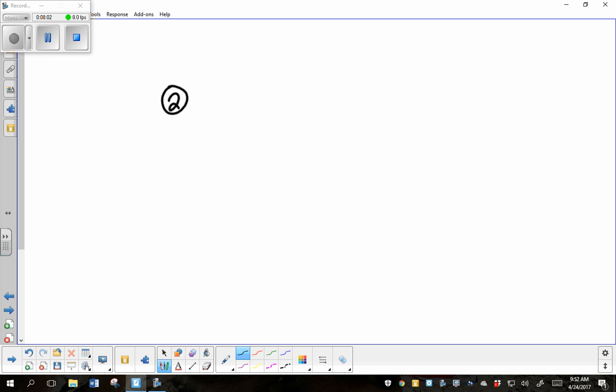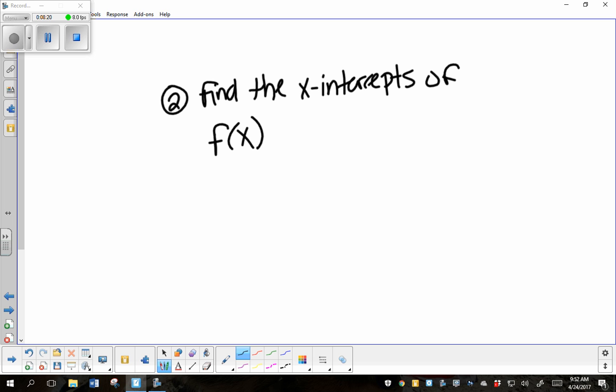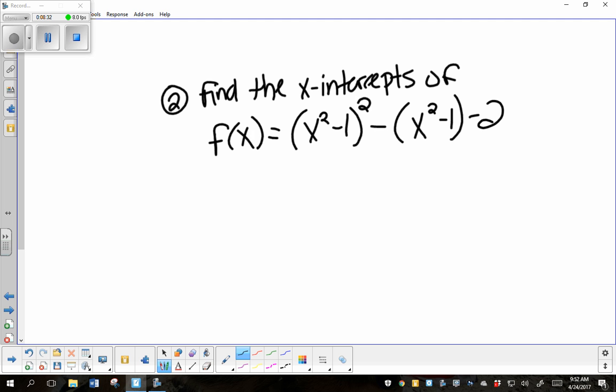So our second one has slightly different instructions. The instructions are find the x-intercepts of the graph f of x equals, this is a long one, x squared minus 1 squared minus x squared minus 1 in parentheses minus 2.